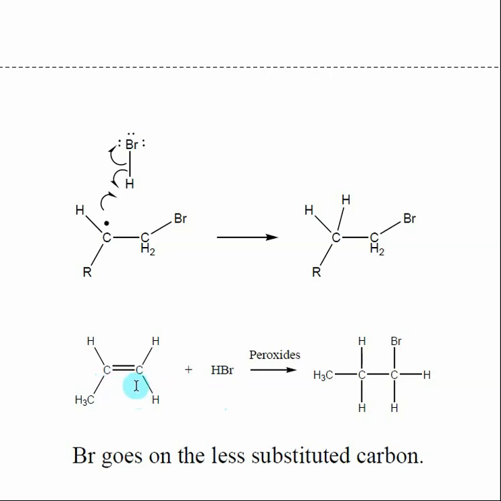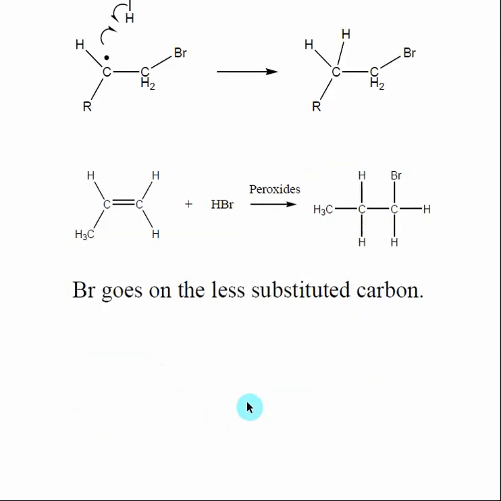When I look at this, I count alkyl groups. The carbon on the left has one alkyl group. The carbon on the right has no alkyl groups. More substituted carbon, less substituted carbon. And so my incoming bromine is going to go onto this carbon. So I break the double bond and form two single bonds. This carbon gains a hydrogen, so we go from CH to CH2. And then this carbon gains a bromine, so we go from CH2 to CH2 with a bromine. So the bromine goes on the less substituted carbon, or anti-Markovnikov.